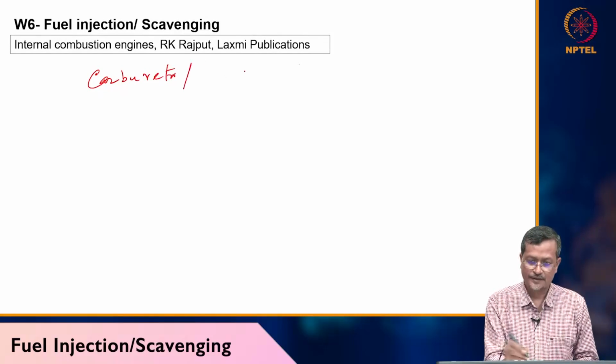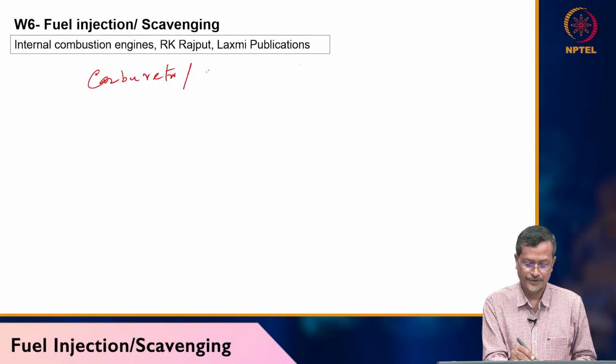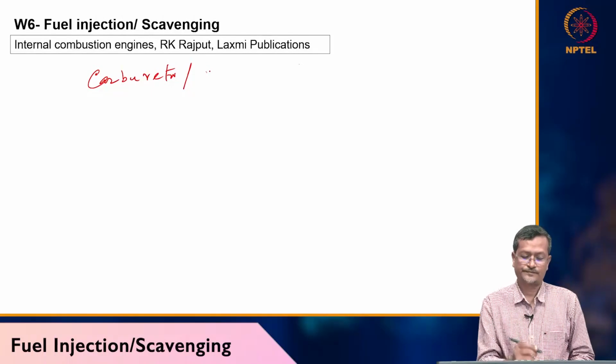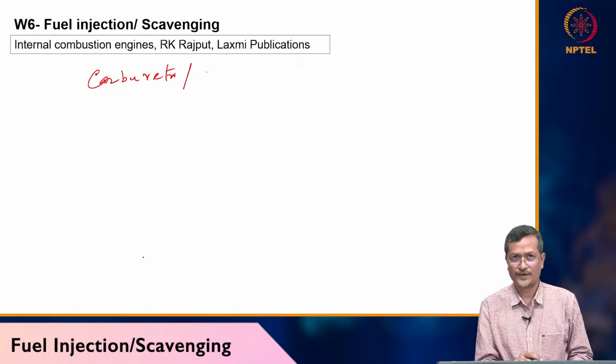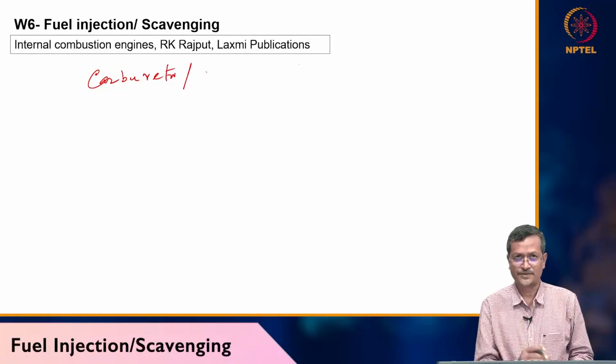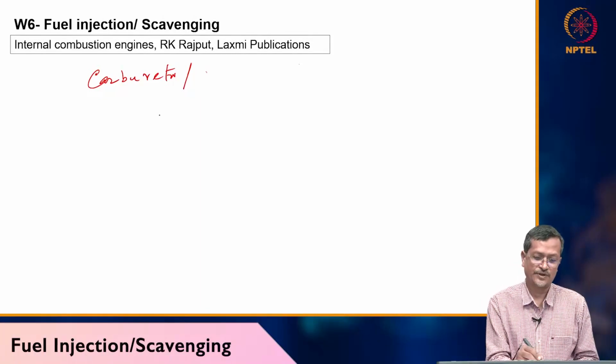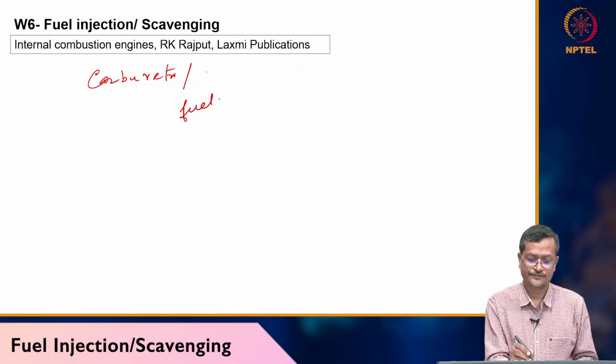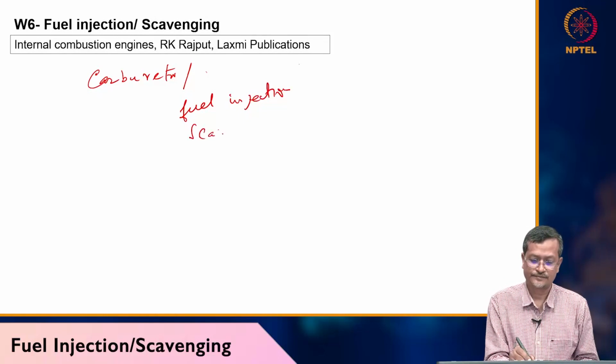Previously we have seen the carburetor, we have seen the fuel compression system, how to compress air and how to inject it into the system. So we have seen the turbocharging system and many other systems also. Now today's discussion will be based on fuel injection, scavenging, and cam mechanism.